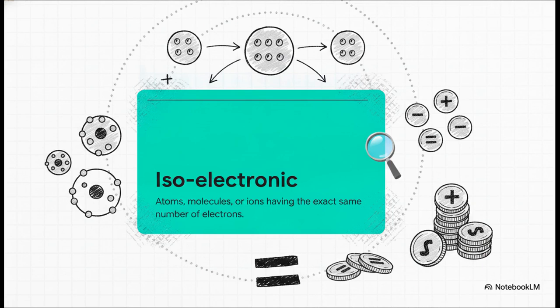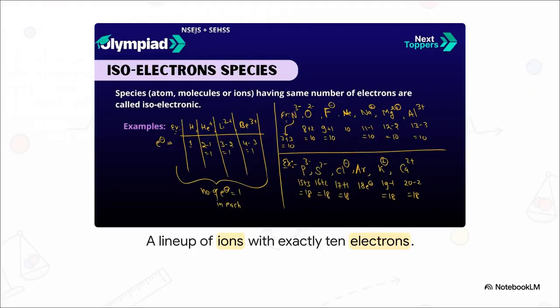Now, isoelectronic species are absolutely fascinating. They prove that totally different elements can actually mimic each other by gaining or losing just the right amount of that electron currency to match perfectly. Remember how an ion's charge changes its electron count? If different ions adjust their electrons to reach the exact same total number, they belong to this highly exclusive club. This lineup is such a great example.